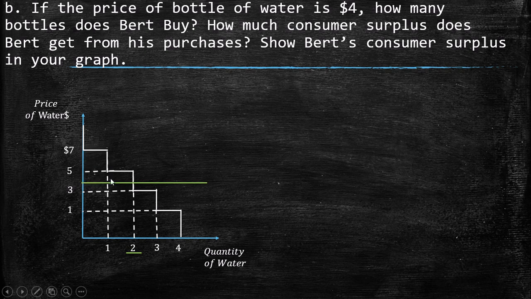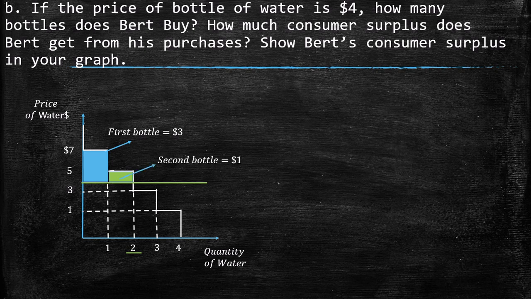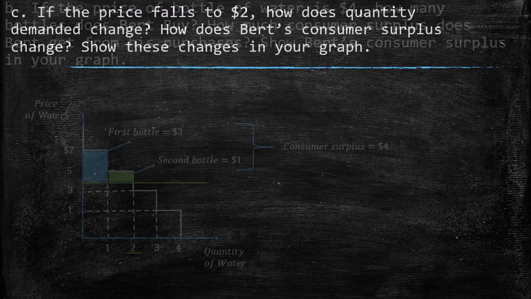For the first bottle, remember that Bert will pay even $7. But because the price is 4, you have a benefit of 7 minus 4, so it's going to be 3. This is the consumer surplus. So here is the first bottle's consumer surplus. For the second bottle, remember that Bert will pay even $5, but instead of paying $5, Bert will pay $4. So the second bottle has a consumer surplus of 1. If we sum both, we have a consumer surplus of $4.